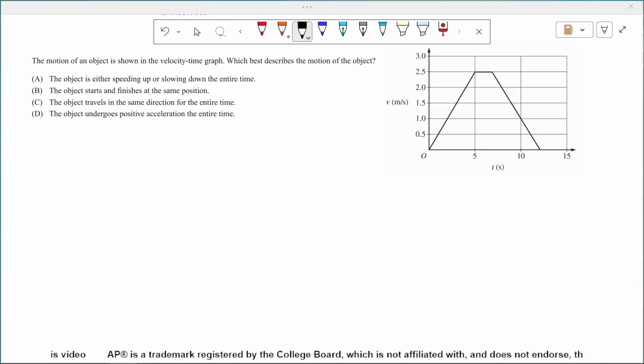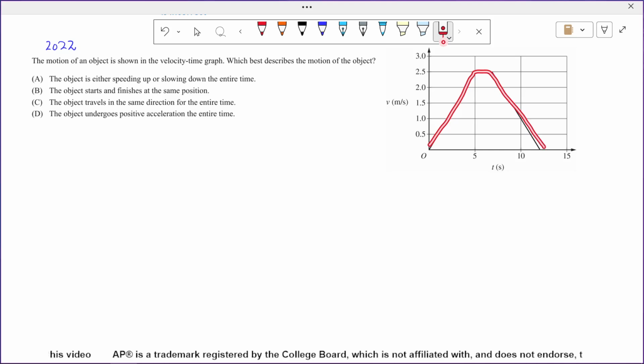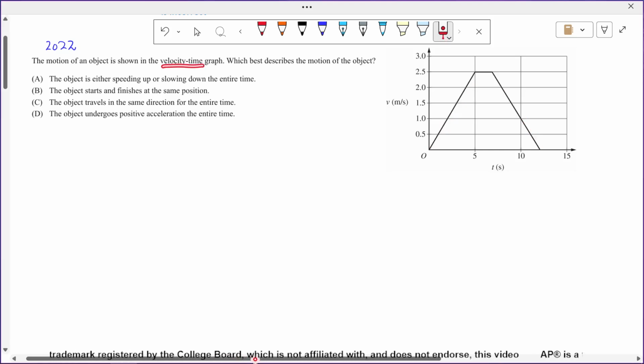Hi, this question is about the AP Physics 1 Unit 1 Kinematics, which is taken from the practice exam 2022. So you see a graph, which is the speed-time graph, velocity-time graph, and which one of the following describes the motion of an object? So the first one is: the object is either speeding up or slowing down the entire time.